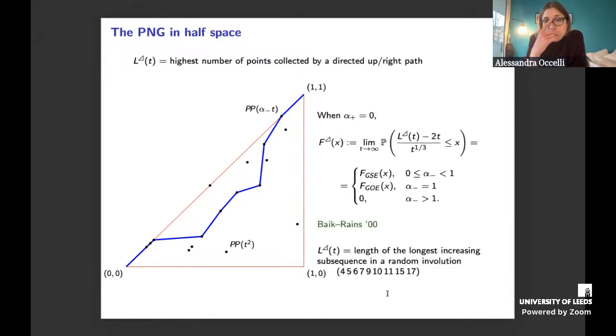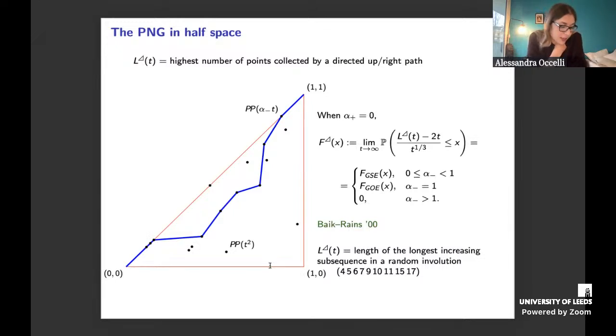And then you also look for the quantity of interest. It is always the length of the path that collects the highest number of points. So let's say that we get rid of the Poisson process on the horizontal side. So we put alpha plus equal to 0. Now the fluctuation of L, of the length, has been characterized by Baik-Rains in the first of the three papers that I mentioned.